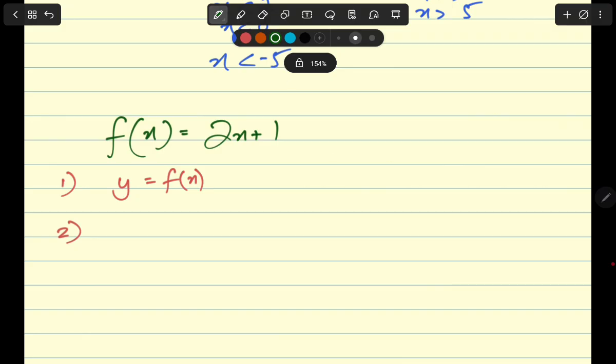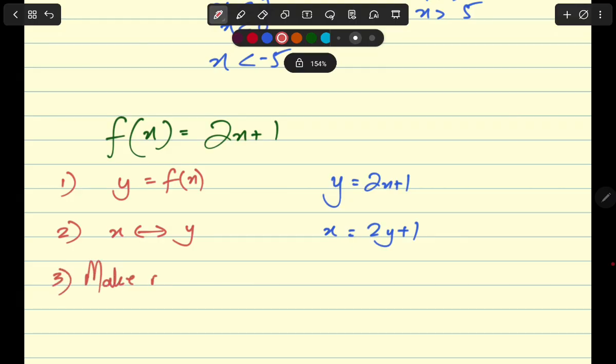Number two, so this becomes, wait, let me use another color. So this becomes y equals to 2x plus 1. Then you swap x with y. So the domain and range of the inverse function of the function also swaps when it goes into the inverse. So now this becomes x is equal to 2y plus 1. The third step is make the new y the subject, right?